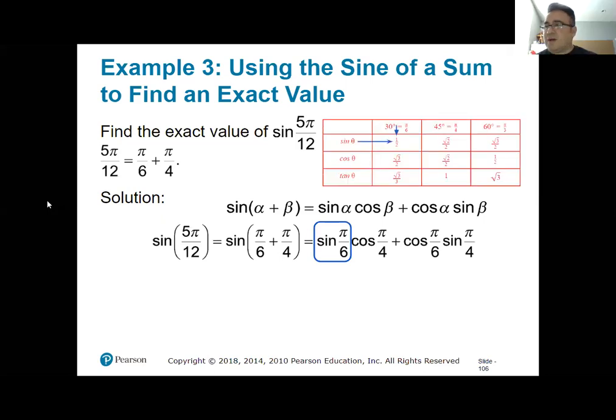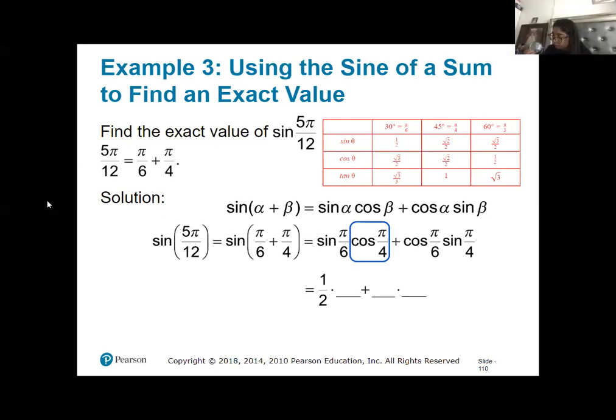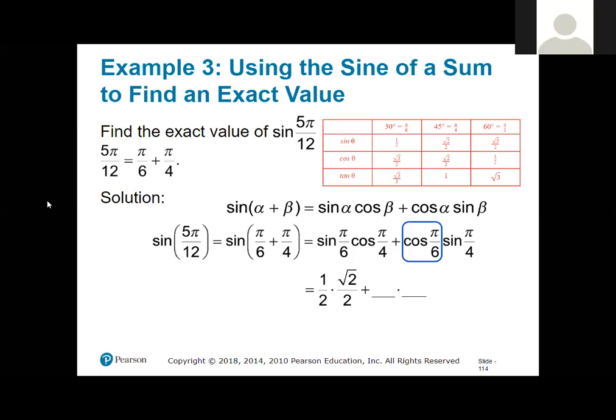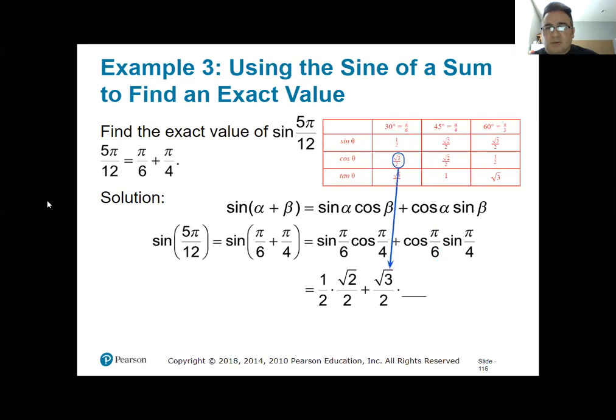Sine of pi over 6 is 1/2. So I'm going to replace that with a 1/2, right? And then the next one is cosine of pi over 4. What's that? Right. There you go. Square root of 2 over 2. So I'm going to replace that with the square root of 2 over 2. And the next one is cosine of pi over 6. Cosine of pi over 6 is what? Radical 3 over 2. So I'm going to replace that. And the last one, which is sine of pi over 4. Radical 2 over 2. So I'm going to put that.